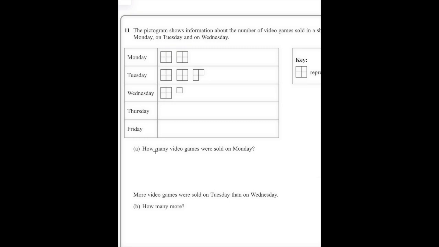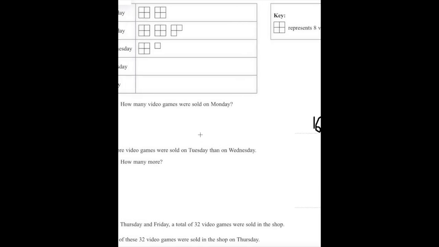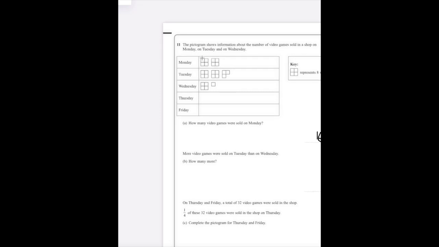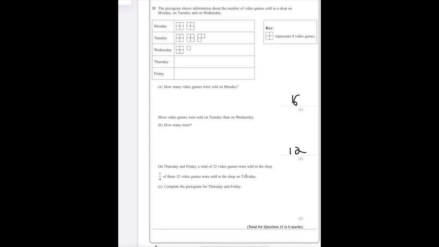This one, I'm literally just going to do the first 2 parts of this, then I'm going to move on and wrap it up. This is the pictogram. The 4 boxes represent 8 squares. So how many video games were sold on Monday? There are 16 squares, so 8 times 2 is 16. And how many video games were sold on Tuesday, then on Wednesday? You see how much was on Tuesday, how much on Wednesday, and you do Tuesday minus Wednesday, which gives you 12.